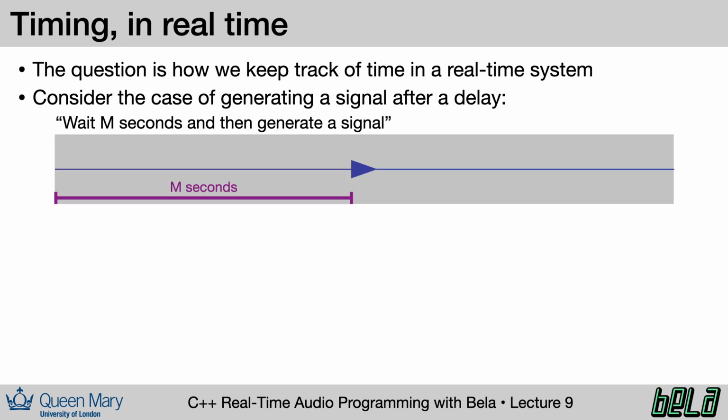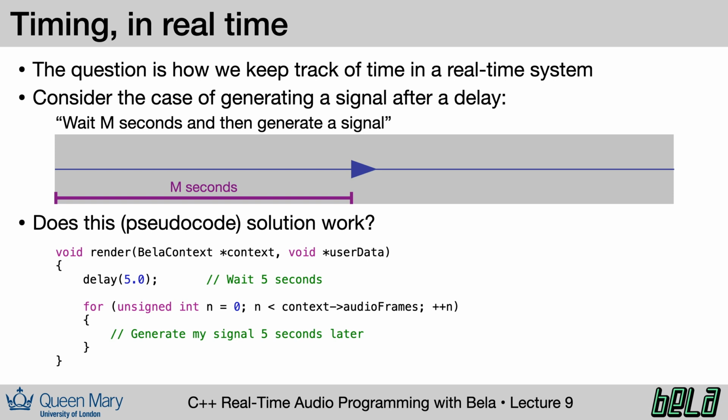Let's start with one simple case where we want to wait for a period of time and then generate a signal. And let's say that it's 5 seconds that we want to wait. We could write some code that looks like this, where inside of our render function we call a delay function telling the code to wait for 5 seconds before generating the signal. The question is, does this work? Unfortunately not, and the question is why.